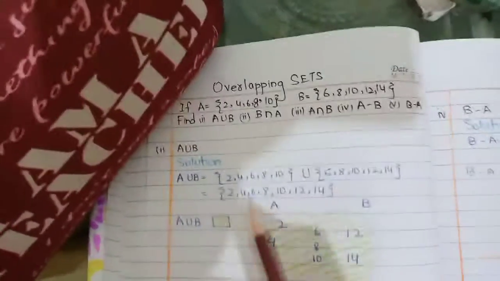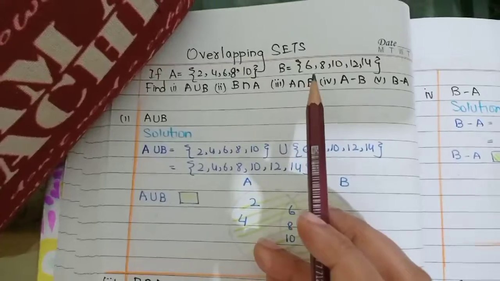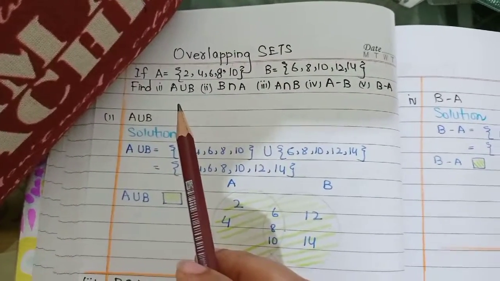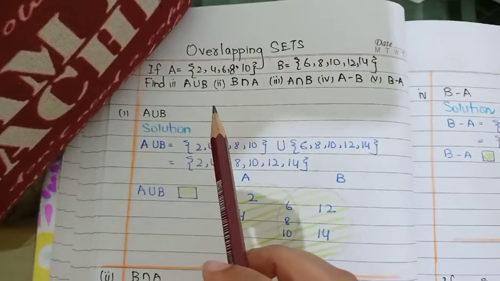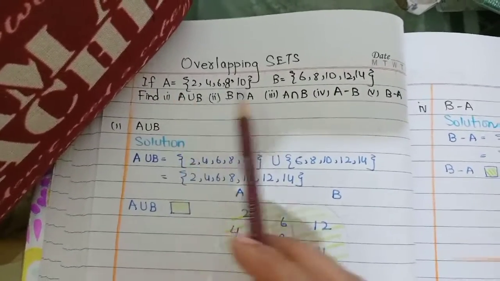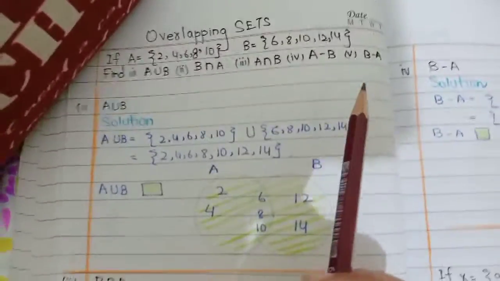Okay, now I am moving on to the overlapping sets. Girls, please make sure you are giving the heading overlapping sets, disjoint sets, and you are just writing down the dates also. Make sure you are starting from a new page for every new example. Now A and B sets are given to you, and these are the things you have to find out. You have to solve it.